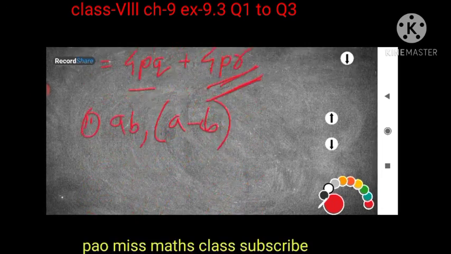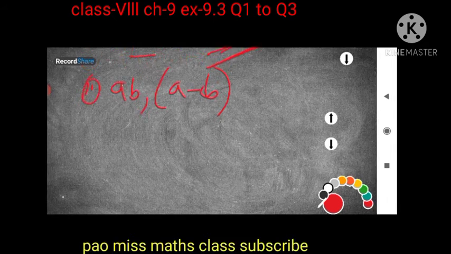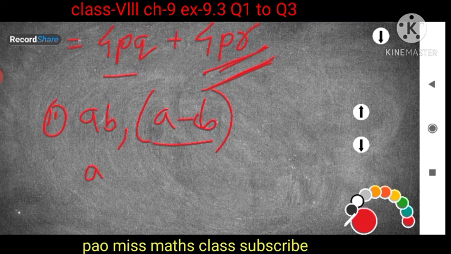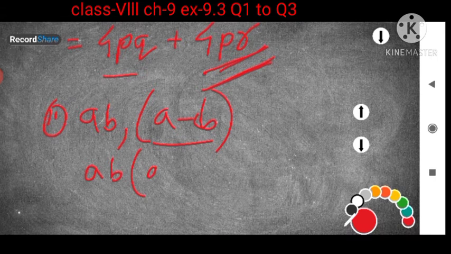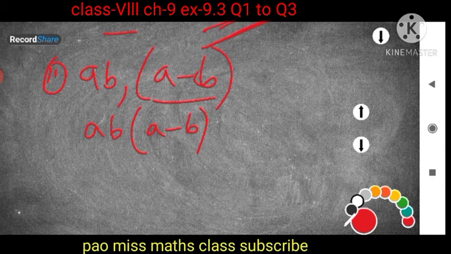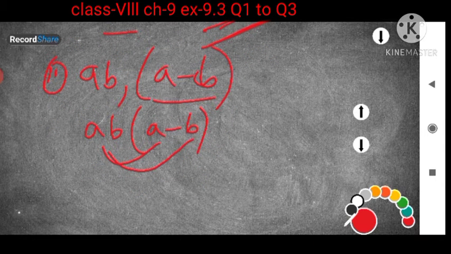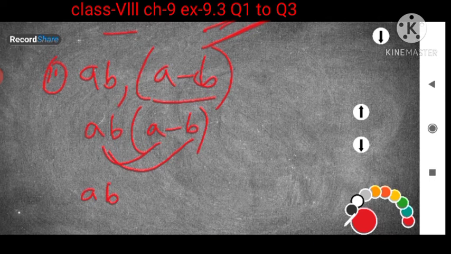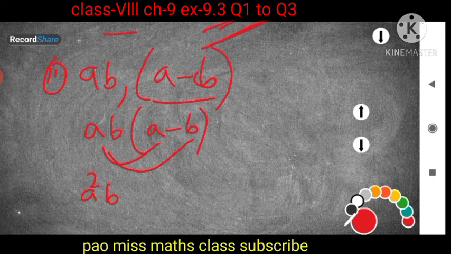So let me check the question once again. Yes, a minus b. Now what will you do, if there are two terms, then we have to put them inside the bracket. Now what will you do? Multiply, isn't it? Product means multiply. So ab will multiply with a minus b. So when you are multiplying a monomial with a binomial, that monomial will multiply with both the terms of the binomial. So it will become ab times a, that means there are two a's. So here a is there twice, then it will become a square.